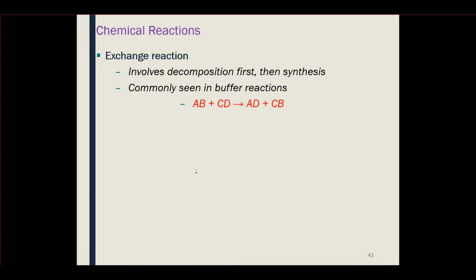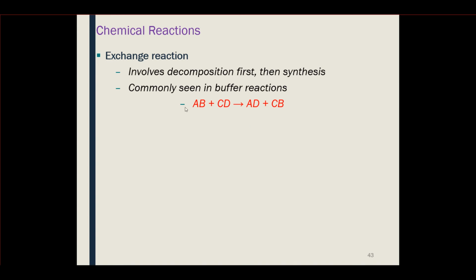The third chemical reaction is known as an exchange reaction. We're not going to do this too much this semester. It's a little bit advanced. In A&P2, usually when we study buffer systems, we will talk about exchange chemical reactions. So we'll just kind of define it this semester. But this is a chemical reaction that involves decomposition first. So we have to break things down, and then we actually reorganize things and then do a synthesis reaction.